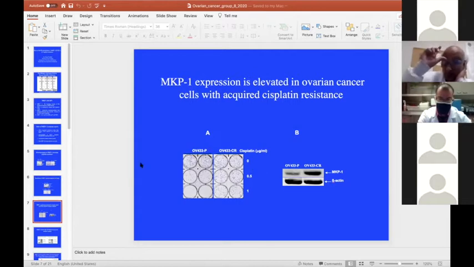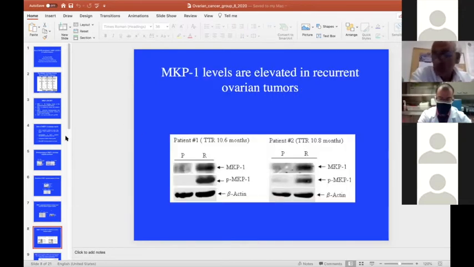Because all these cell lines can be artificial, we ask if this is clinically relevant. So I collaborated with one of my friends and we got a number of patient samples. Unfortunately, we only got 2 patient samples, which have a primary tumor and also a recurrent tumor. So we looked at MKP1 and phospho-MKP1 in both the primary and the recurrent tumors.